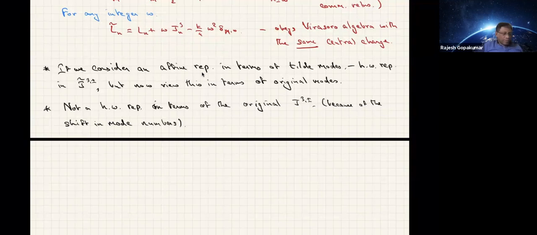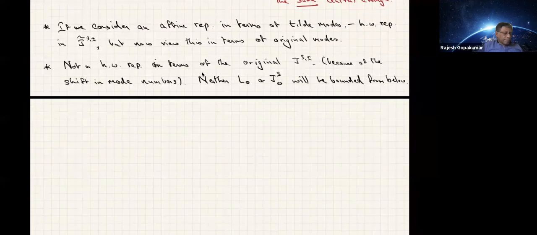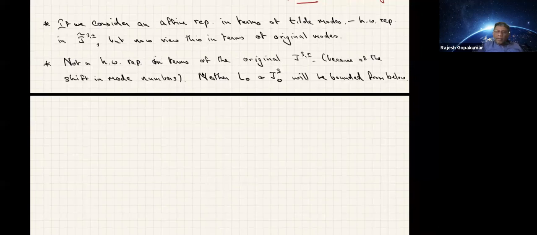So, and in fact, neither L0 nor J30 will be bounded from below. So let me show you the picture for that.